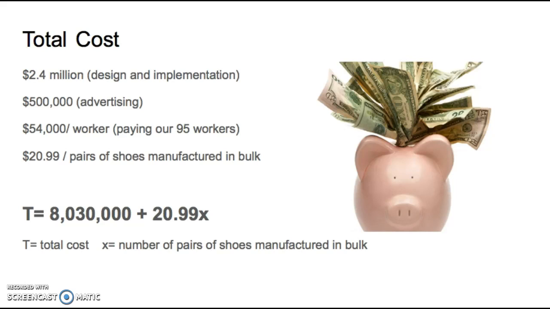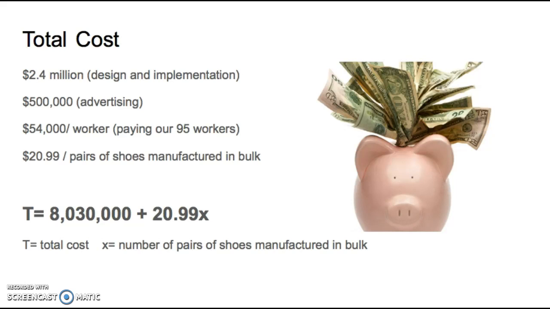We also have to add this to the $20.99 per pair of shoes manufactured. This is the price of each pair of shoes that we are manufacturing. And this is where the X variable comes into play. So our total cost equation is T equals 8,030,000 plus 20.99X, where T equals total cost and X equals the number of pairs of shoes manufactured.